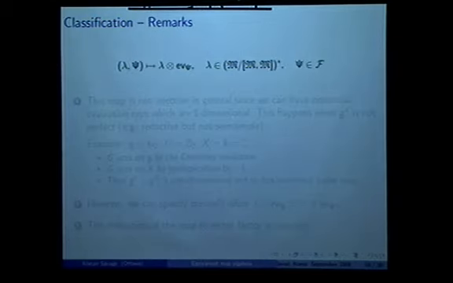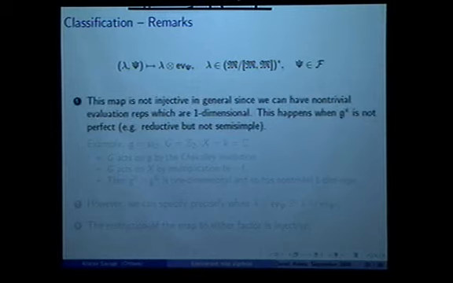A few remarks. This is our map. It's not injective in general because it's possible to have evaluation representations that are non-trivial and one-dimensional. This can happen because it's possible for these fixed point subalgebras to not be perfect. Remember, perfect means the Lie algebra is equal to its commutator. For example, they can be reductive but not semisimple. Even if G is finite, these fixed point Lie algebras can be non-semisimple.